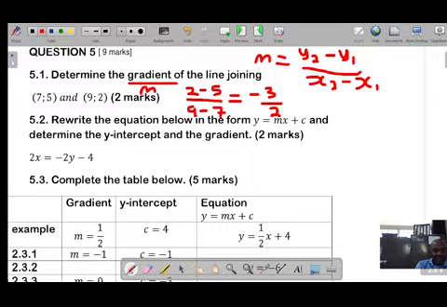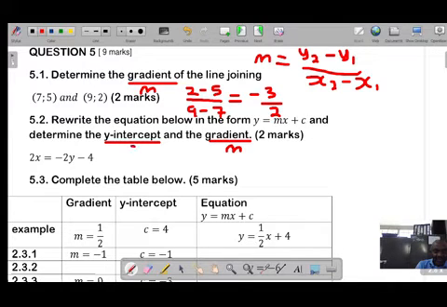Next question says, rewrite the equation below in the form y equals mx plus c and determine the y-intercept and the gradient. Hey, these guys love gradient so much. So I need to find the gradient. What's my gradient, guys? It's letter m. What about y-intercept? It's letter c. So don't forget what I just said, guys. The gradient is our m in the equation. What about intercept?